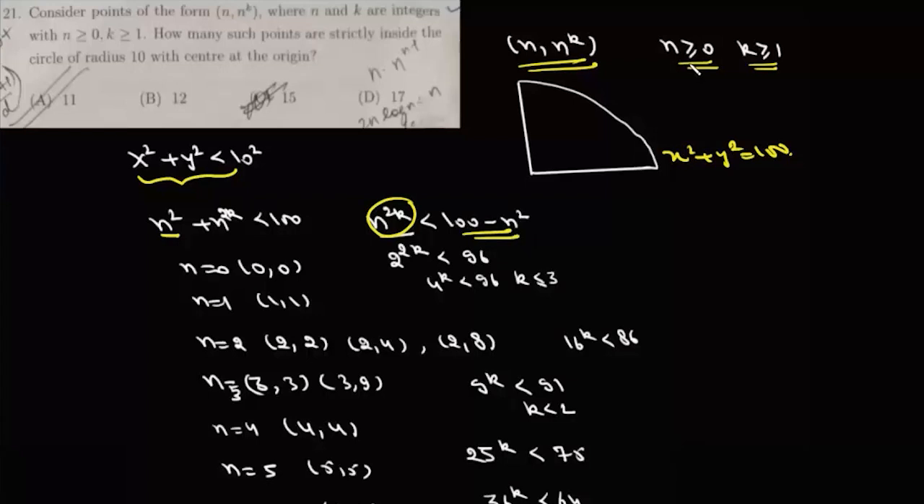Now n starts from 0. So if we take n as 0, we get only 1 point, (0, 0). If we take n as 1, again we'll have 1 point, (1, 1). Now for n equals 2, 2 to the power 2k should be less than 96, or 4 to the power k should be less than 96.